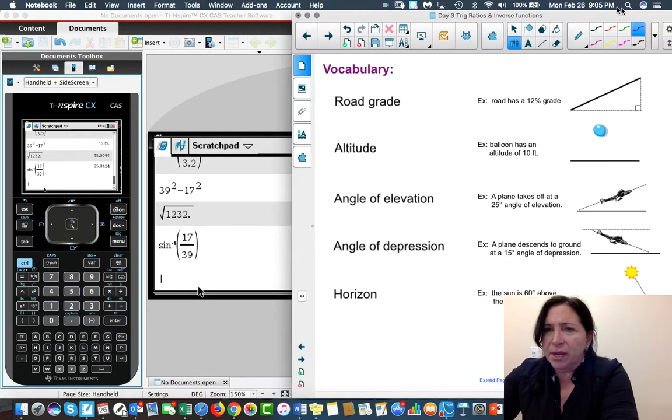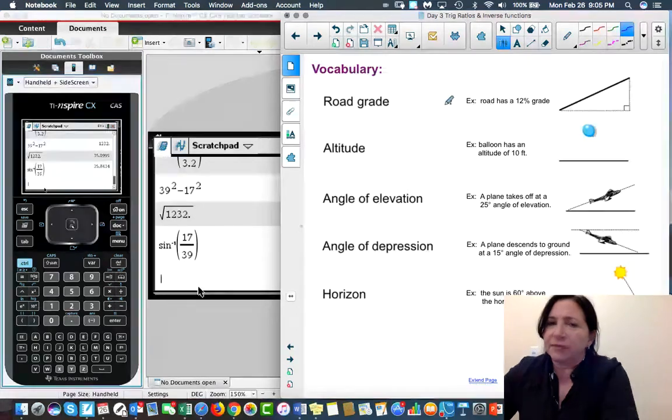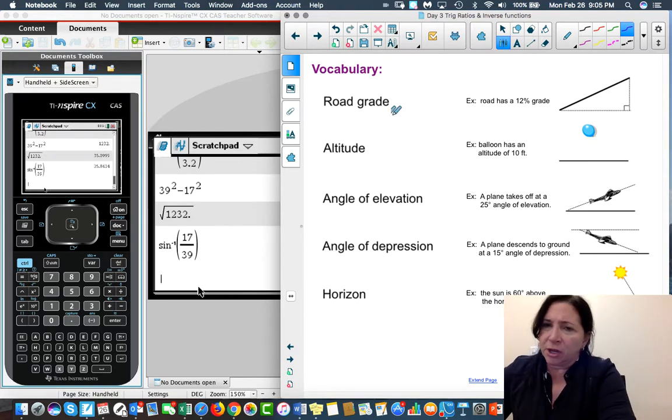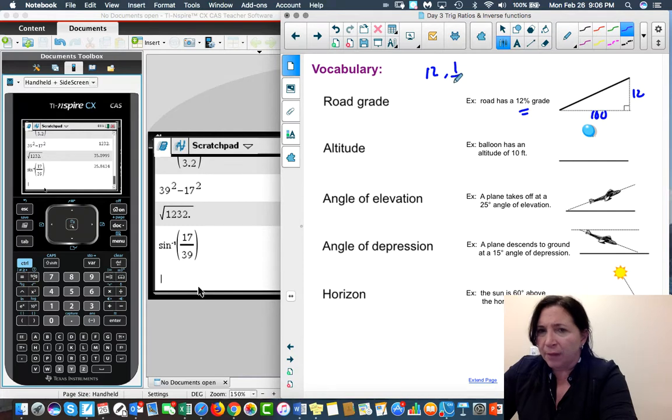So these right here are just a couple of things to remind you of what grade is. This is a road grade. Let's say it had a 12% grade. That's rise over run. Percent means 100, right? 12% is 12 times 1 over 100, which is your rise, 12, over your run, which is 100.